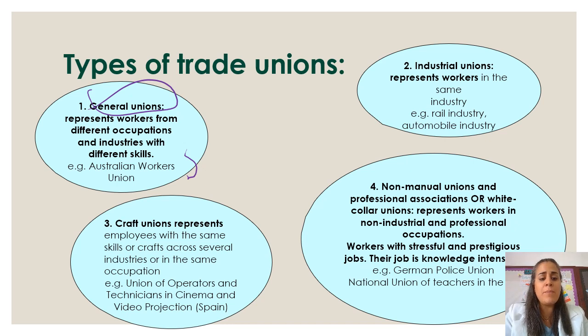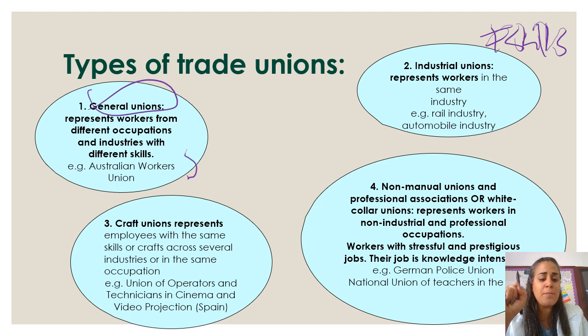The second type is industrial unions. Here we will be talking about workers from the same industry. So these trade unions represent all workers in their industry irrespective of their skills. So they might have different skills as long as they are working in the same industry. And they don't care about the type of work that is done.